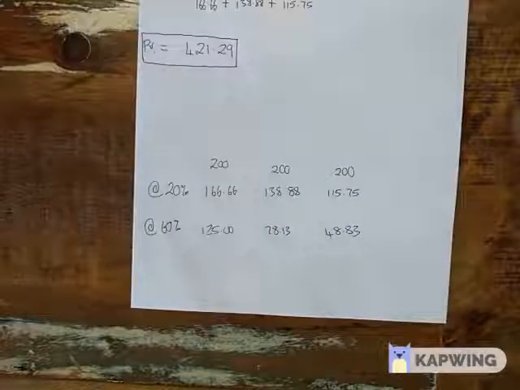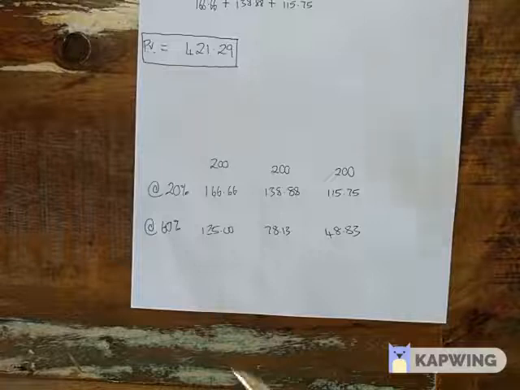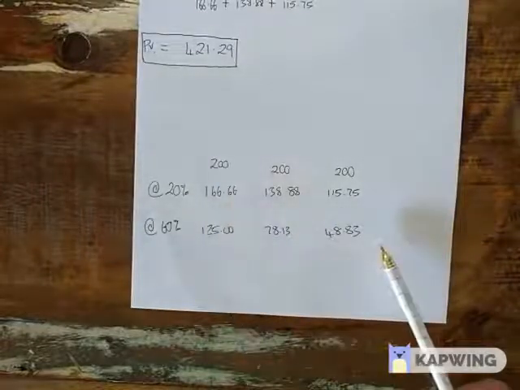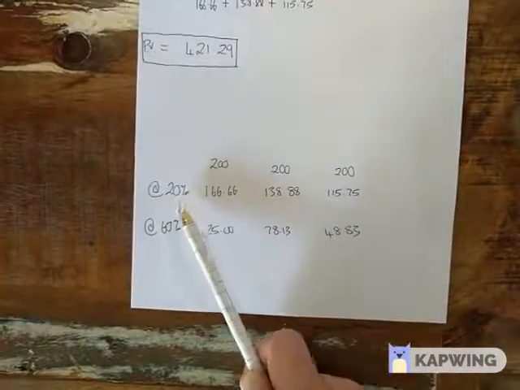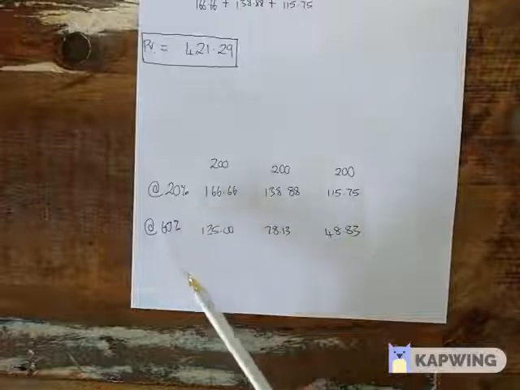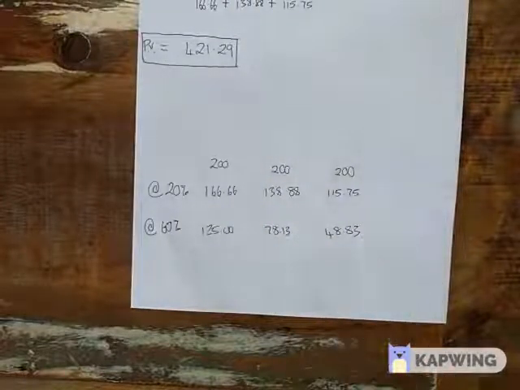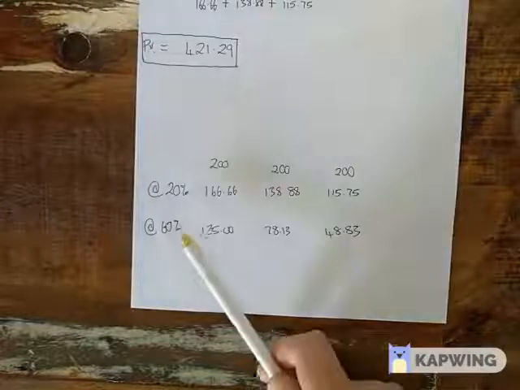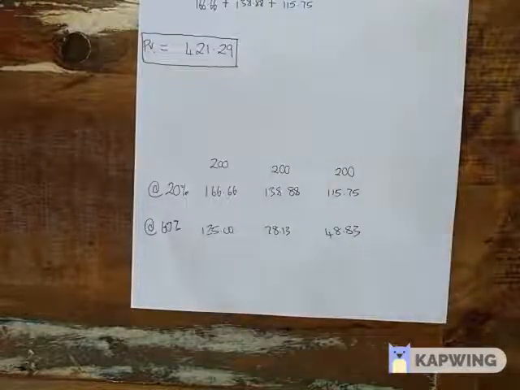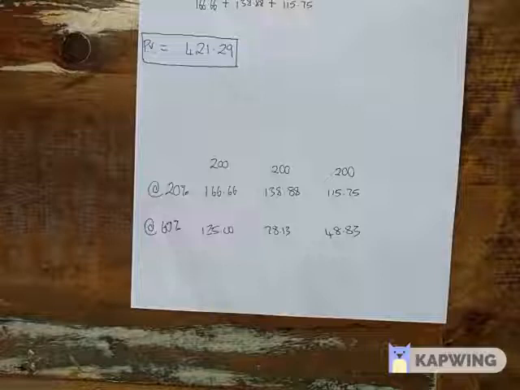Let's increase that discount rate from 20 to 60, which I've done in this row here. And take note that when I increased the discount rate, the present values decreased. So there's an inverse relationship between the discount rate and present value. As one goes up, the other goes down.